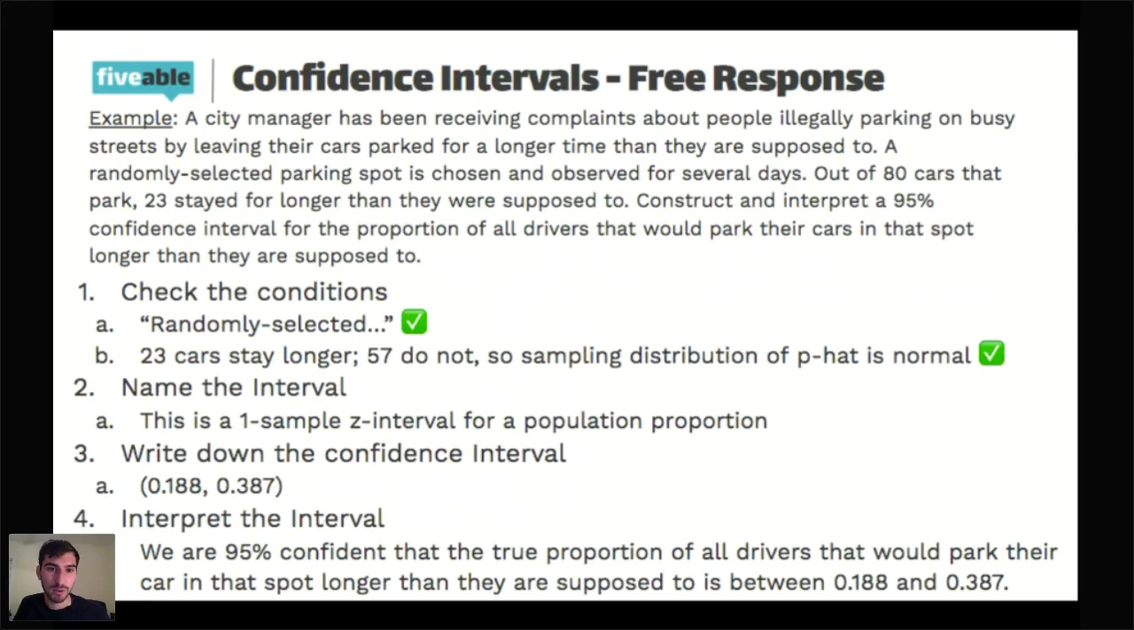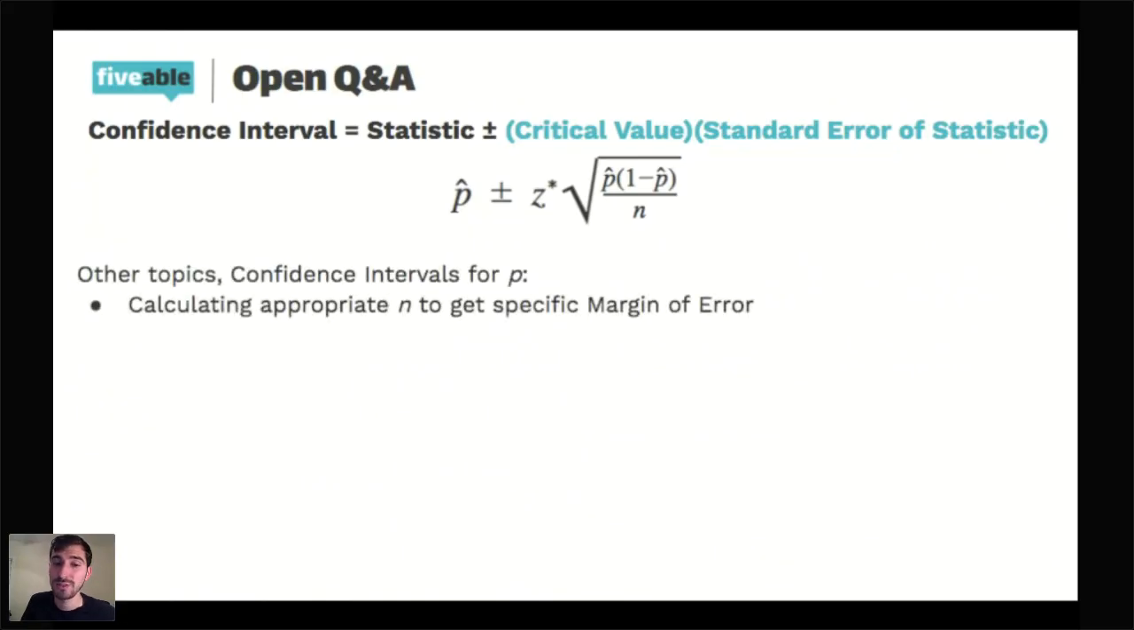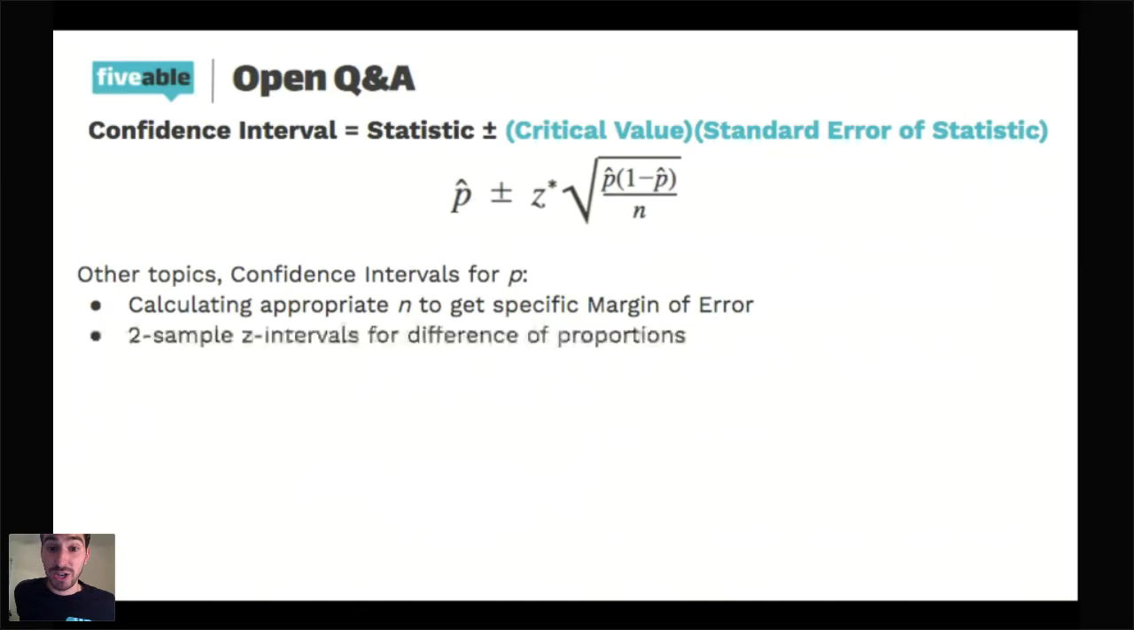So at this point, we have reminded ourselves of what a confidence interval is, both in words and in symbols, specifically for p-hat. There are some other things that come up sometimes. Sometimes you are specifically asked to solve for n to get a specific margin of error, and that involves some algebra. We also could do 2-sample intervals for the difference of proportions, but you pretty much end up running it the same way. It's just now instead of a single p-hat, it'll be a p-hat 2 minus p-hat 1 or a p-hat A minus p-hat B or something like that.